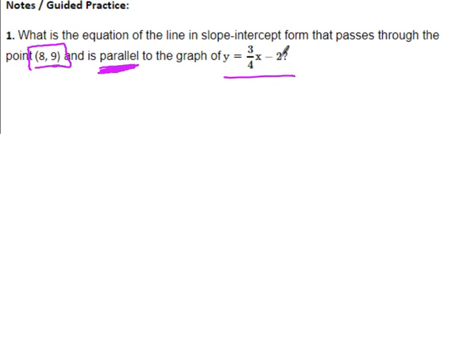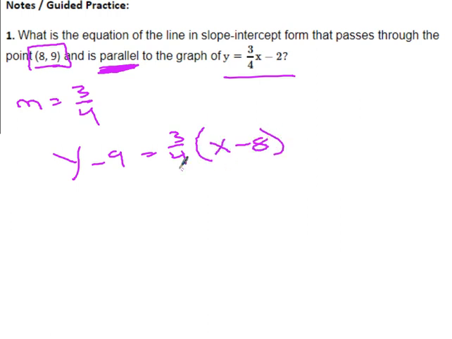Well, the slope of this line is 3/4. So a line that's parallel also has to have a slope of 3/4. So there's my slope and there's my point. Now I can write my equation by using point-slope form, that would work. Because I know it says to write in slope-intercept form, but remember, point-slope form is really just a way to get the slope-intercept form, because I can always add 9 to both sides.